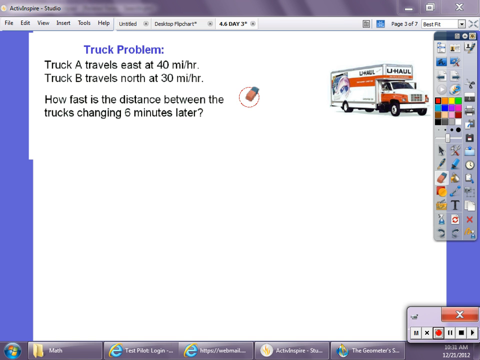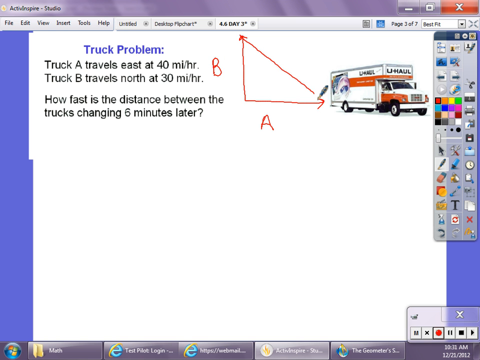So one truck is going east. One truck is going north. Truck A, truck B. So you should be able to figure out you have a triangle. The triangle, if I drew three of them, would keep getting bigger. Okay? So literally, triangle number one, they start together, then the distance keeps getting bigger and bigger. All right?